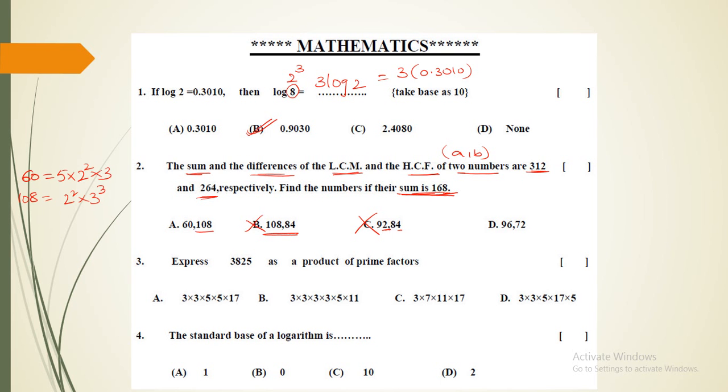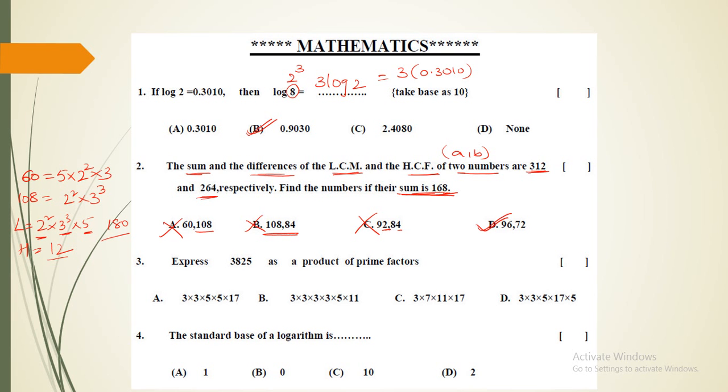From this, the LCM is nothing but 2 square into 3 cube into 5. What about the HCF? The HCF is nothing but 2 square into 3, which is nothing but 12. 2 square is 4, 4 fives are 20, 20 nines are 180. So 180 plus 12 is 192. So clearly the sum is not equal to 312, so hence this is also not my option. So the answer is 96 comma 72.